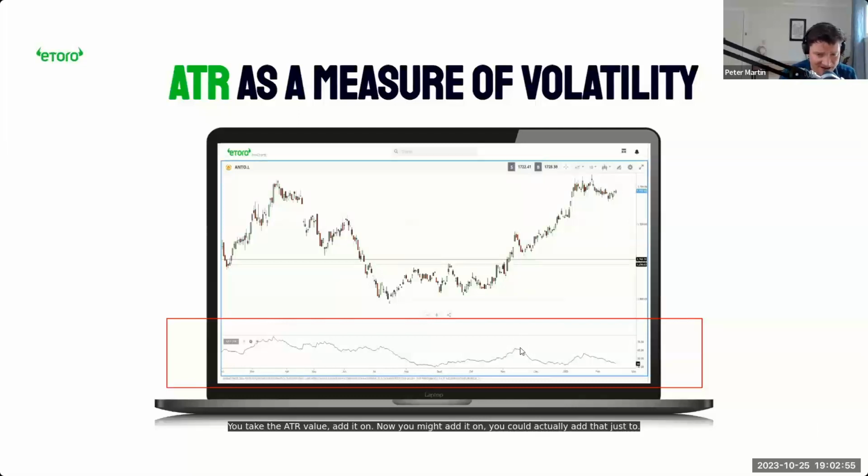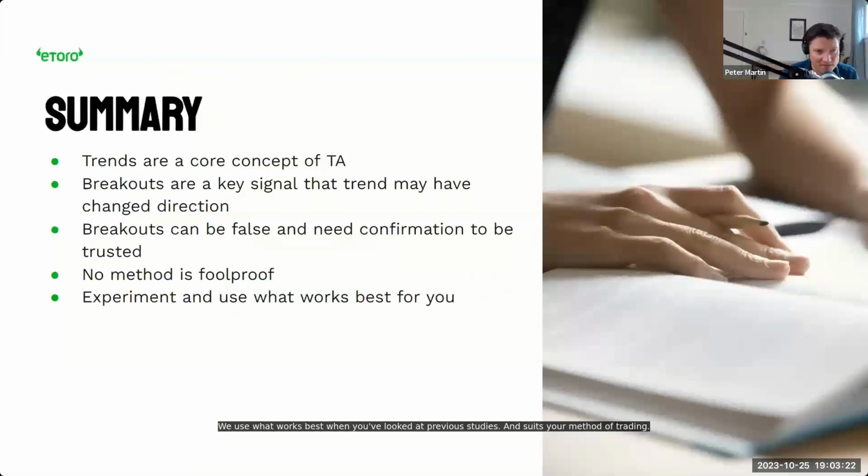You take the ATR value, add it on. Now you might add it on, you could actually add that just to what you consider the resistance zone, or you could have your 2%, 3%, or whatever filter value and the ATR. And once again, all of this comes down to your own discretion. Use what you think works for you. Use what works best when you've looked at previous studies and suits your method of trading.